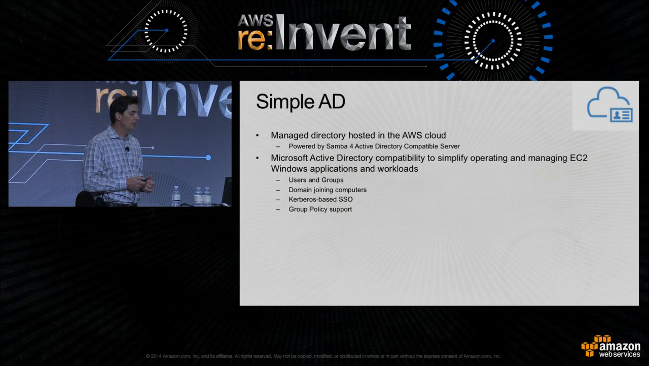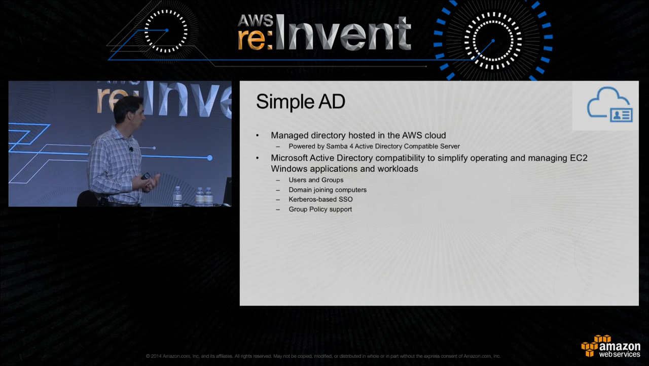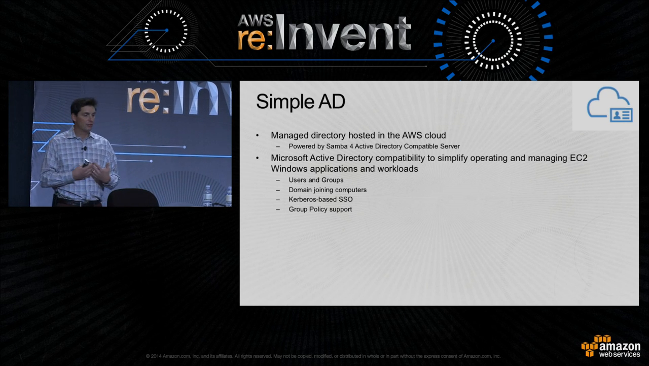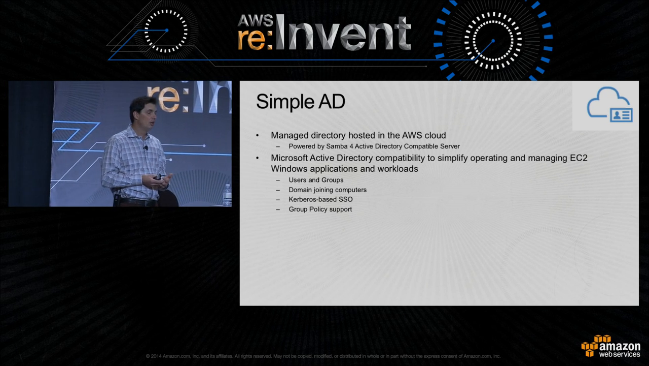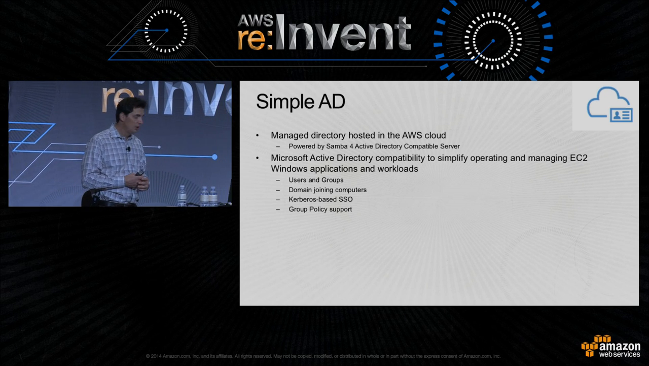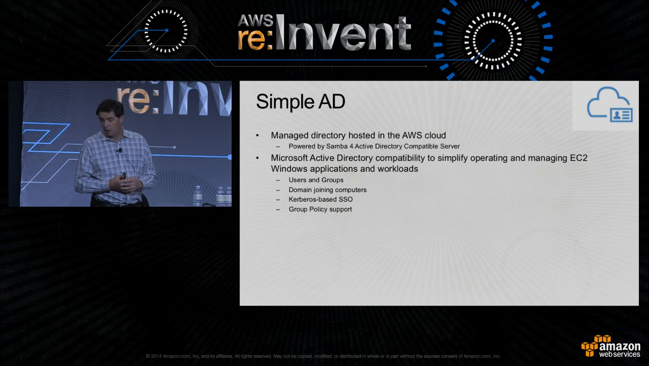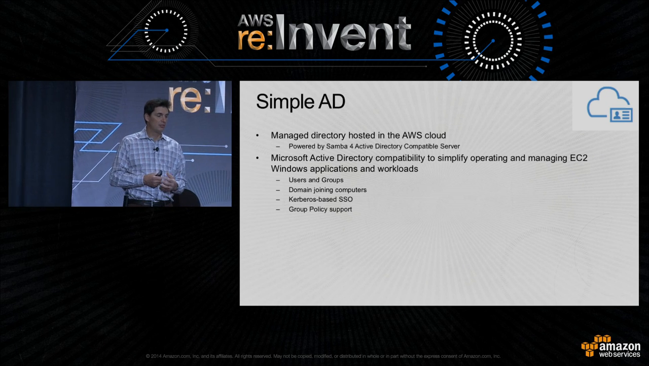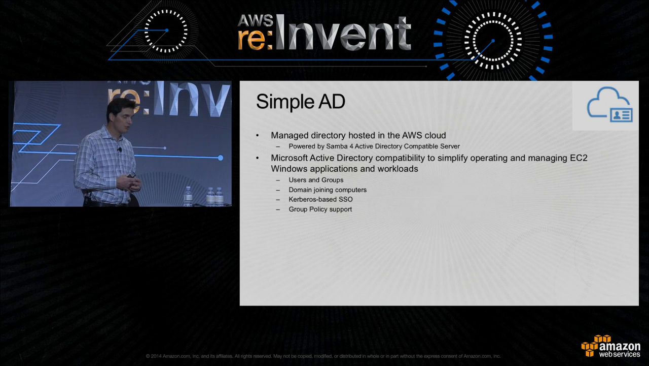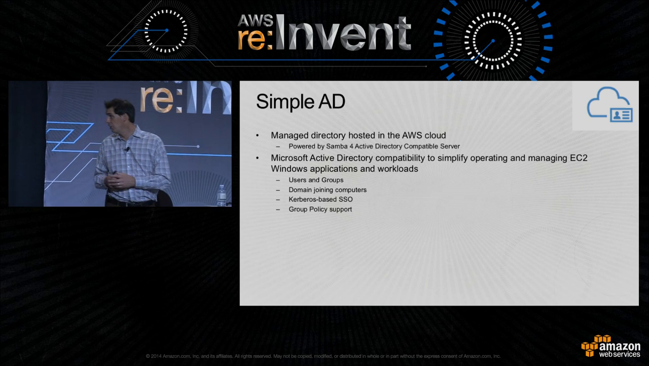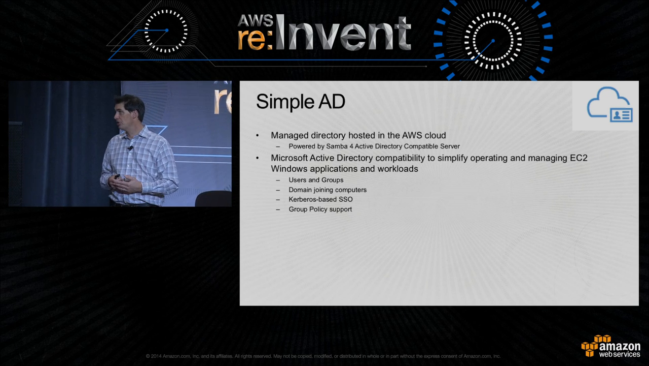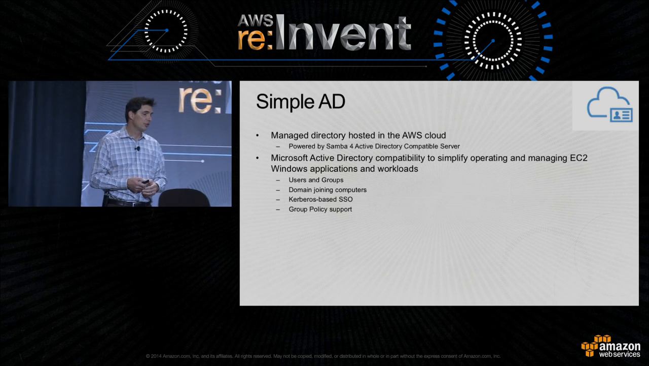So Simple AD is really a fully hosted, managed directory in the cloud. And there's a couple of different workloads we'll talk about to do that. We use Samba 4, which is an open source AD-compatible directory, as the foundation. And it allows you to use common AD features and functionalities: users and groups, domain joining computers, Kerberos-based authentication, and it supports group policy.